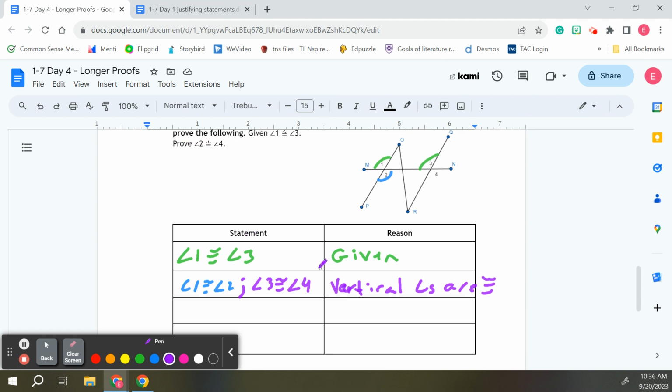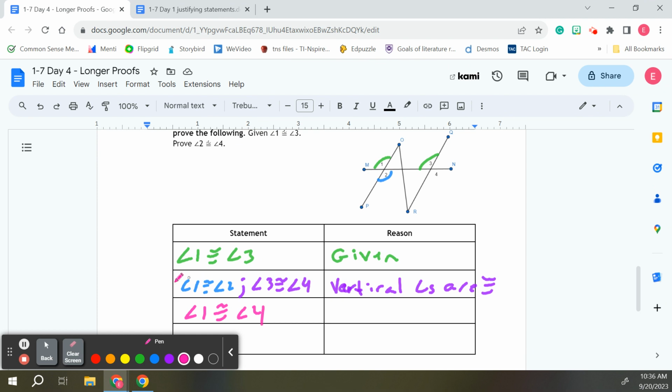4 together. But if I look here, I see that 1 is congruent with 3. So I'm going to take this 1 and I'm going to put it right here with the 3. So I have angle 1 is congruent to angle 4. Why is that? What did I do there? Substitution? Yep, that's 1. What's the other way? Begins with a T. Transitive. Either one works, okay?